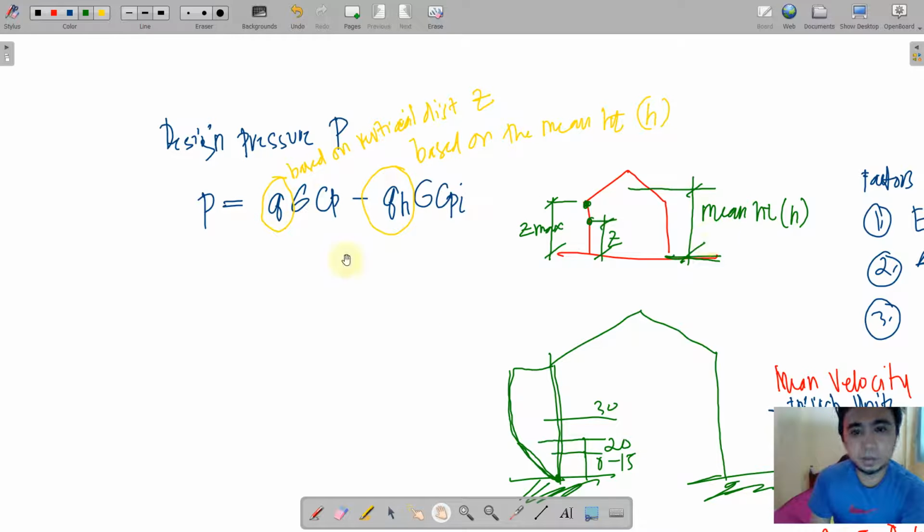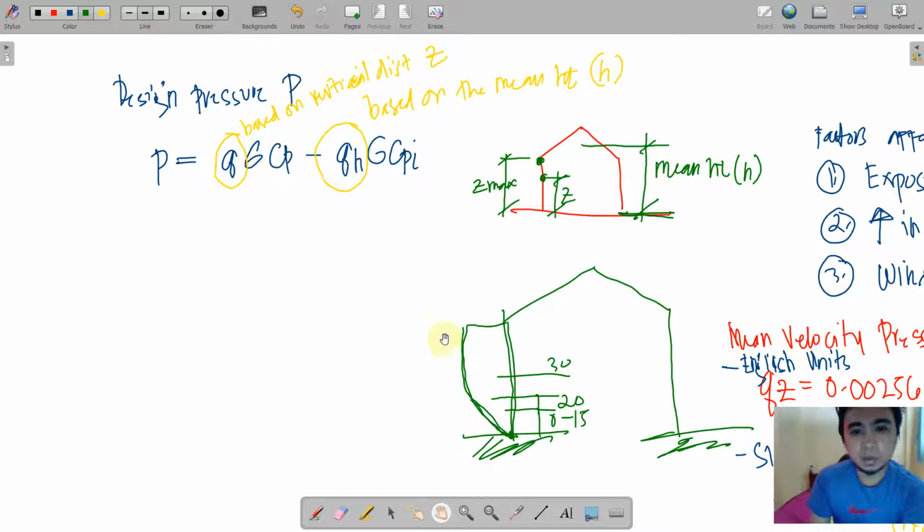Okay? Unlike Q, depending on the range or the height of the structure, you must have to follow the range defined in table 1-5. Okay? So, next. How about G here? Yung G dito is the gas effect factor. It is also present in the table. And GCPI is internal pressure coefficient.